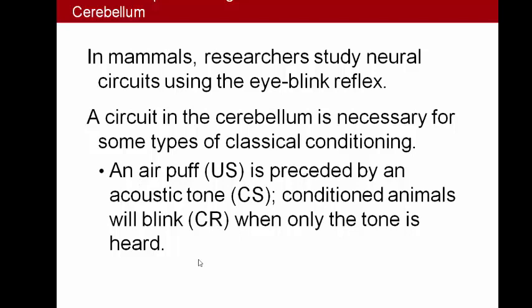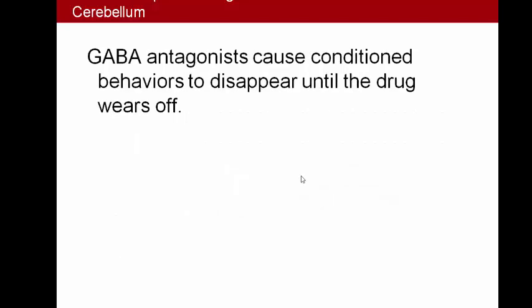Okay. Now, this particular circuit is thought to be, in part, happening in the cerebellum, so that if an individual has some type of damage or some type of medication that's impacting the cerebellum, then that can impact classical conditioning as well. So one other thing that your textbook says about this process is that GABA antagonists cause conditioned behaviors to disappear, at least until the drug wears off.